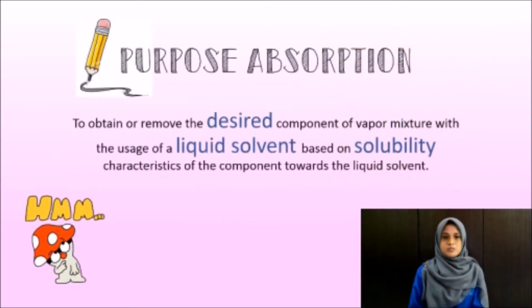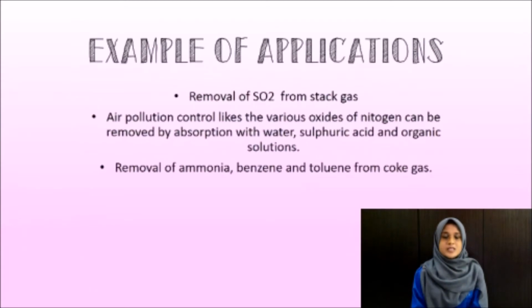The main purpose of absorption is to obtain or remove the desired component of a vapor mixture with the usage of a liquid solvent based on the solubility characteristic of the components toward this liquid solvent. Examples of application of absorption: first, removal of SO2 from flue gas. Second, air pollution control, like the various oxides of nitrogen can be removed by absorption with water, sulfuric acid, and organic solutions. Third, removal of ammonia, benzene, and toluene from coke gas.